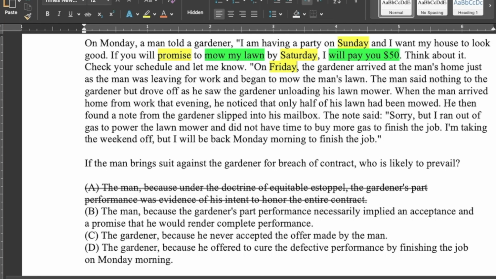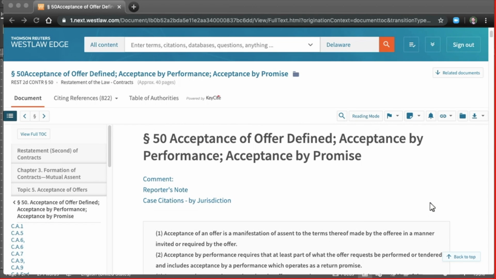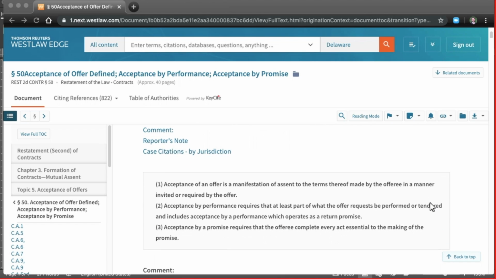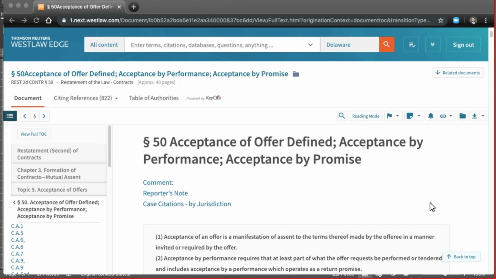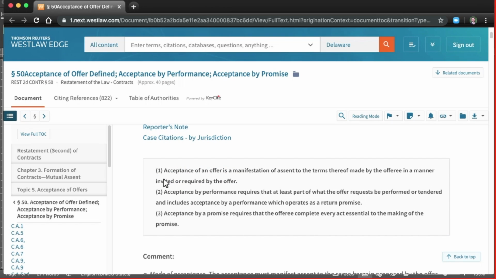Let's take a quick pause here and look at the rule regarding acceptance by performance, and I will bring you over here. Okay, very good. So here's Section 50 of the Restatement Second of Contracts, and let's take a quick look. Obviously, this is going to deal with acceptance by performance, which is the issue here. Sub-rule 1, acceptance of an offer is a manifestation of assent to the terms, made in a manner invited or required by the offer. Well, this offer seemed to suggest that we could accept by a promise, but it didn't exclude acceptance by performance. So we can go on to number 2.